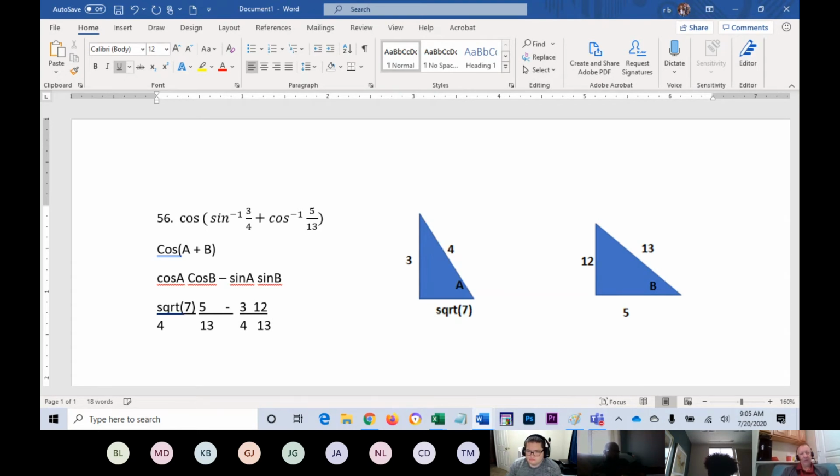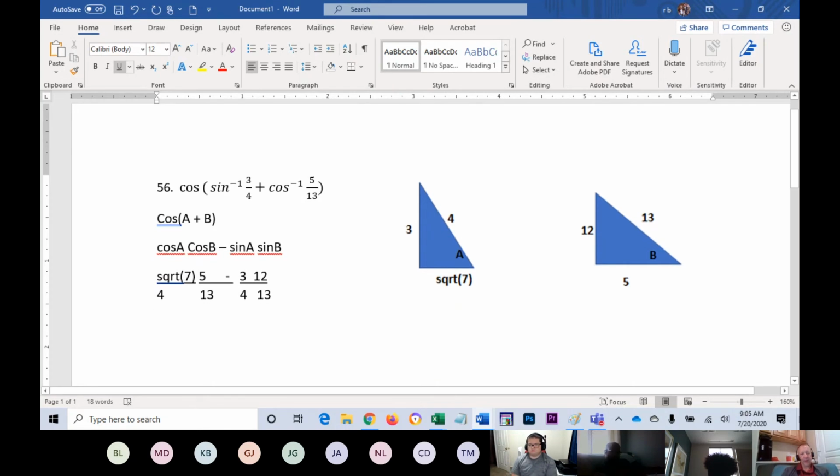So then, 4 times 13 is 52 on the bottom, right? Yep. And on the top, we've got 5 square roots of 7 minus 36. And that's your answer.